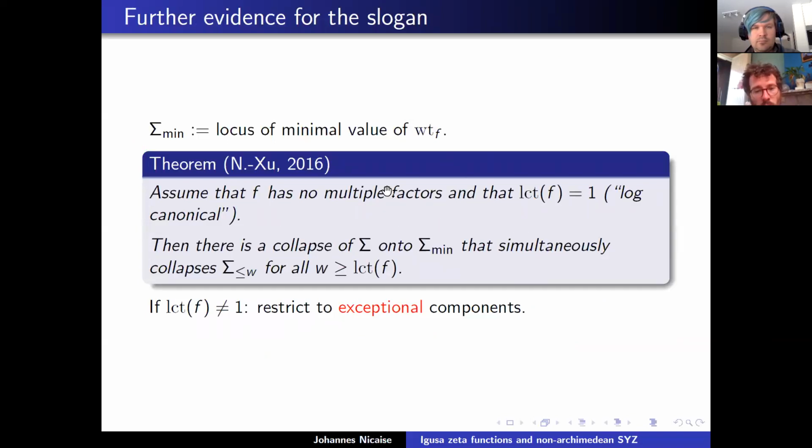So here I formulated it in the case of hypersurface singularities. But we actually have completely analogous theorems when you start from a degeneration of Calabi-Yau and you consider the weight function there. And then we have a similar statement saying that if you have any strict normal crossings model, then there's a collapse of the dual complex onto the essential skeleton, so the locus of minimal weight, which respects all the level sets. And so in particular, all of these level sets must be homotopy equivalent to each other. I see, okay.